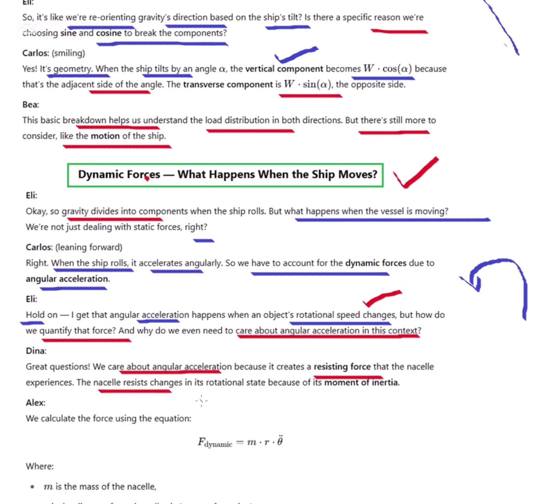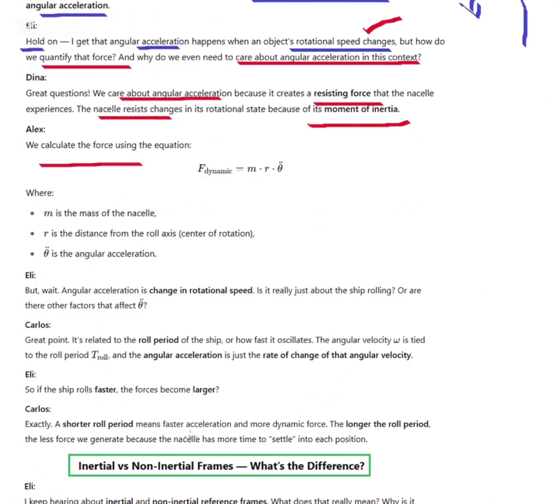The nacelle resists changes in its rotational state because of its moment of inertia. We calculate the force using the equation F dynamic equals m times r times theta double dot. Theta double dot is the angular acceleration, r is the distance from the roll axis, and m is the mass of the nacelle.